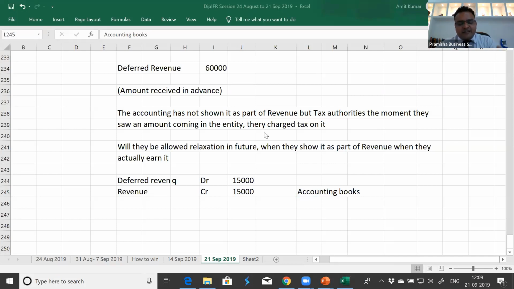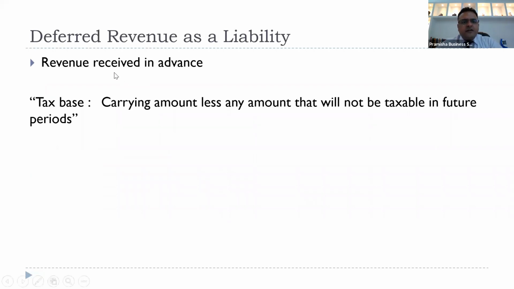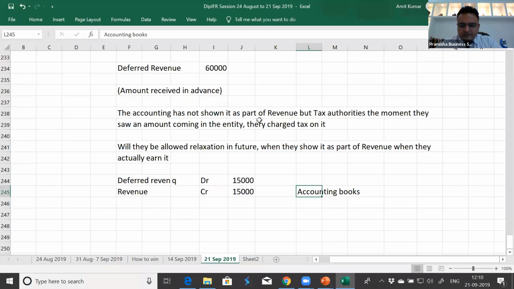They've already paid higher tax, DTA. How is this dealt with? For revenue received in advance, the tax base will be slightly different: carrying amount less any amount that will not be taxable in future periods. Because we have already been taxed, it is carrying amount less any amount that will not be taxable. So how much amount will not be taxable? The 60,000 will not be taxable in future. We've already been charged tax on 60,000. How much is the carrying amount? 60,000.